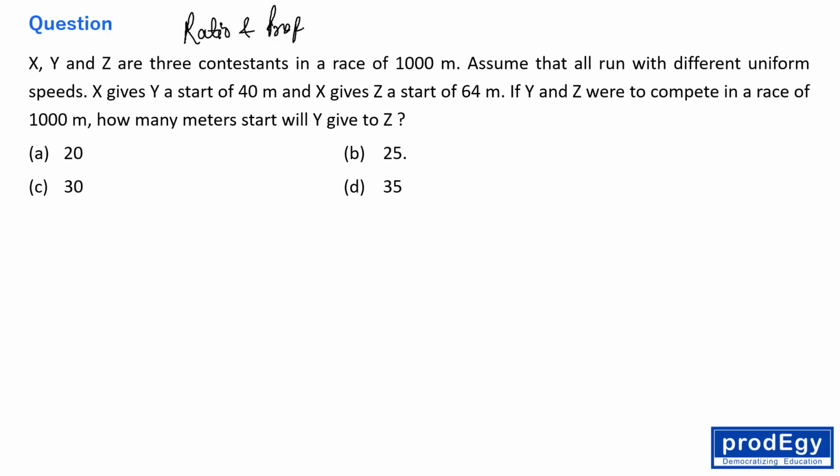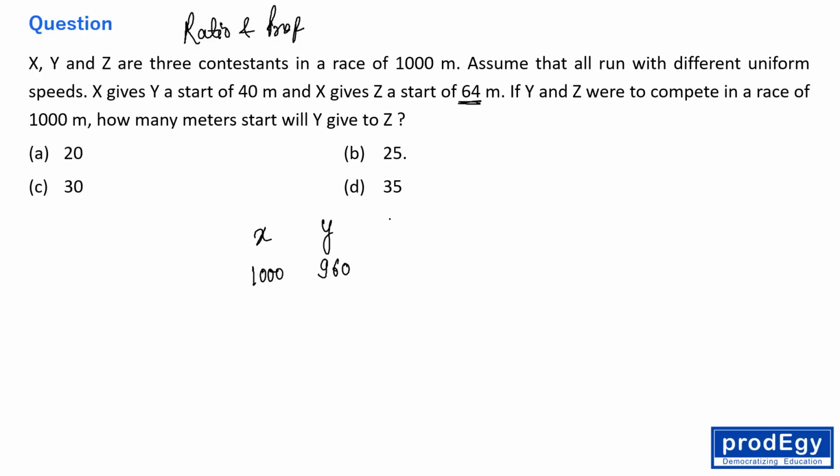Right. The question says X, Y, Z are 3 contestants in a race of 1000 meters. Assume that all run with different uniform speeds. X gives Y a start of 40 meters. That means when X runs 1000 meters, Y can run only 960 meters, 40 meters less.